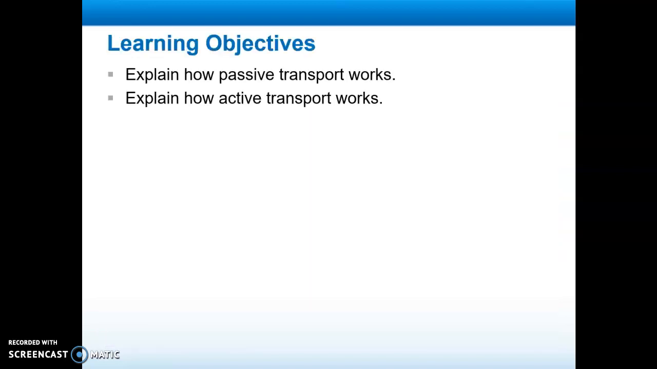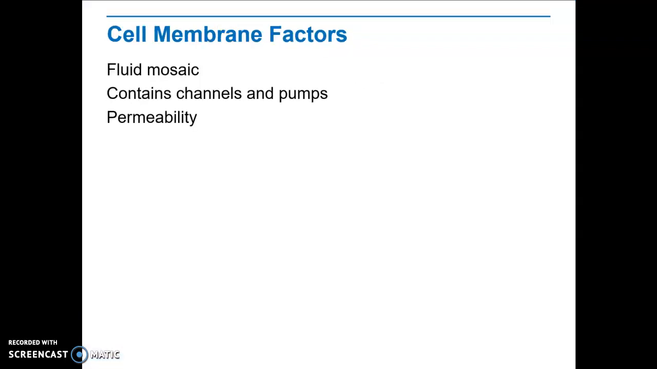Our learning objectives are to explain how passive transport and active transport work when you're talking about cells. So please make sure that you understand that cell transport is defined as how things enter and leave the cell. Passive transport, if you look at the word passive, means that there's no energy being used, whereas active transport is going to require energy.